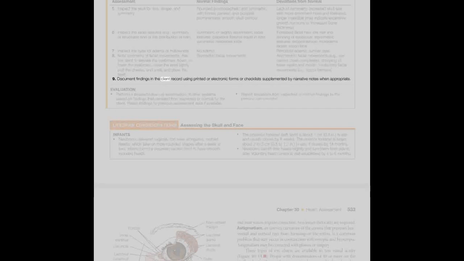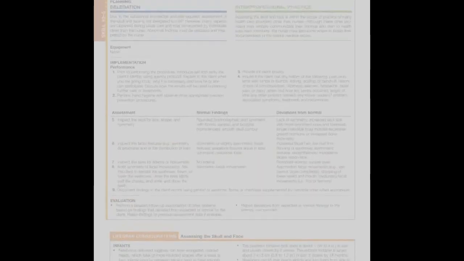9. Document findings in the client record using printed or electronic forms, or checklists supplemented by narrative notes when appropriate. Planning, delegation. Due to the substantial knowledge and skill required, assessment of the skull and face is not delegated to UAP. However, many aspects are observed during usual care, and may be recorded by individuals other than the nurse. Abnormal findings must be validated and interpreted by the nurse.